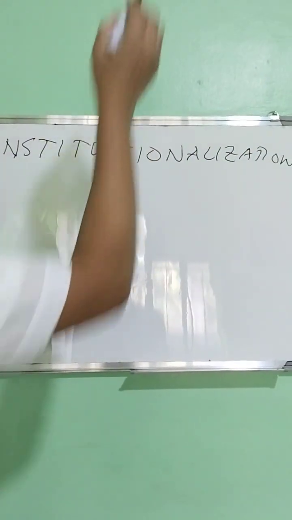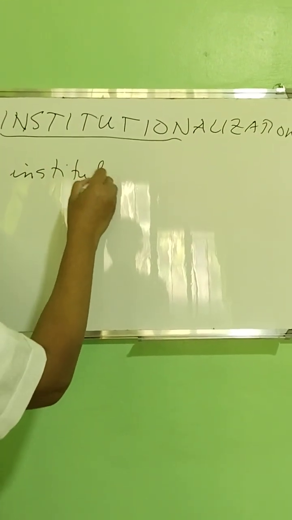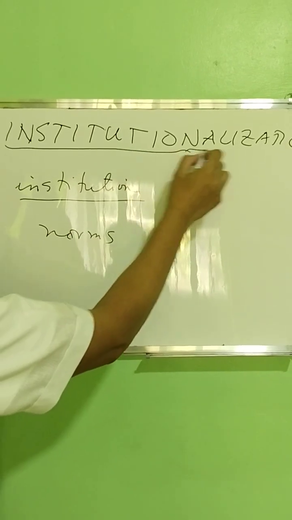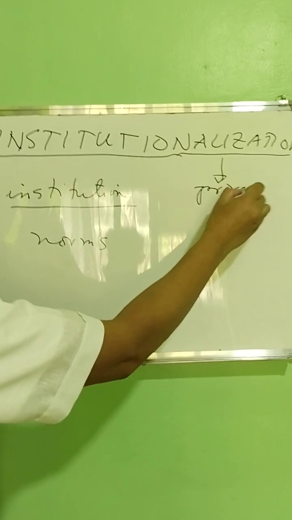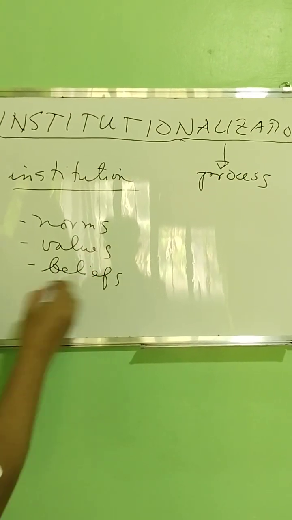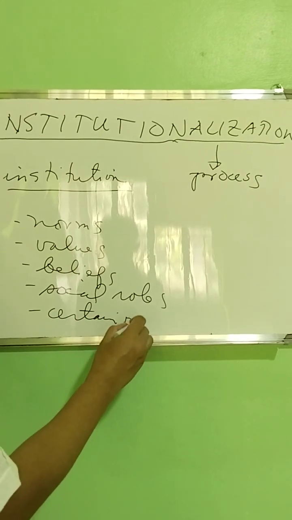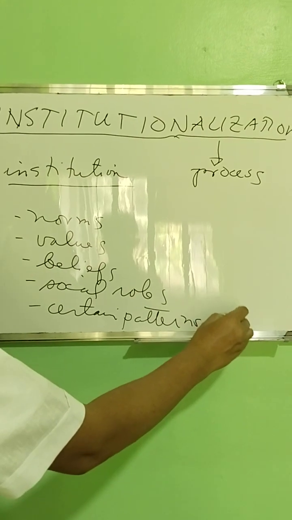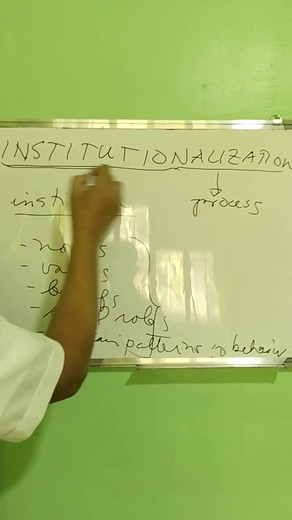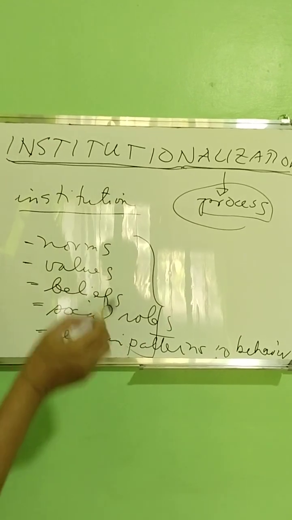It has something to do with institutionalization. Of course, the word that comes to your mind is the word institution. Now, remember, institutionalization is a process. The process by which norms, values, beliefs, social roles, as well as certain patterns of behavior, all these components, I repeat, institutionalization is a process by which norms, values, beliefs, social roles, and certain patterns of behavior are what?